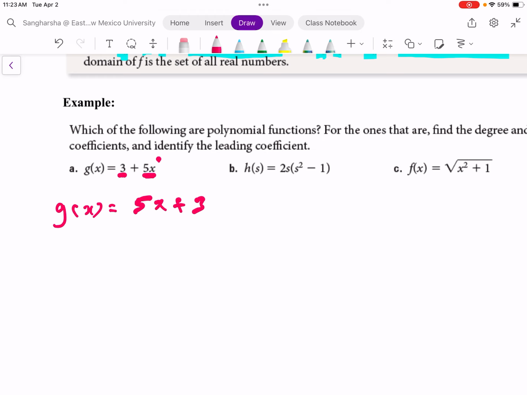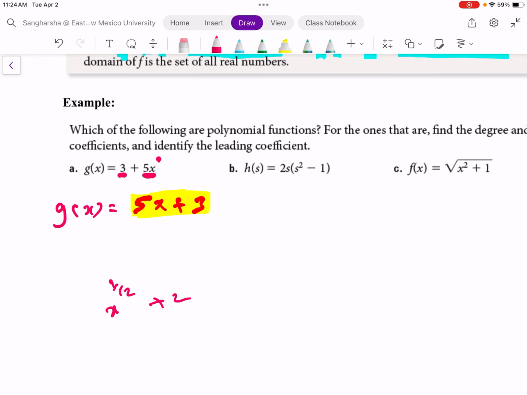Now we need to find whether this is a polynomial function or not. For that, we need to check whether the output is a polynomial or not. We have 5x plus 3. Is this a polynomial? What makes you think it's a polynomial? Because it has 2 terms and it's a binomial. Is that enough? Now if we have something like x to the power 1/2 plus 2, is this a polynomial?